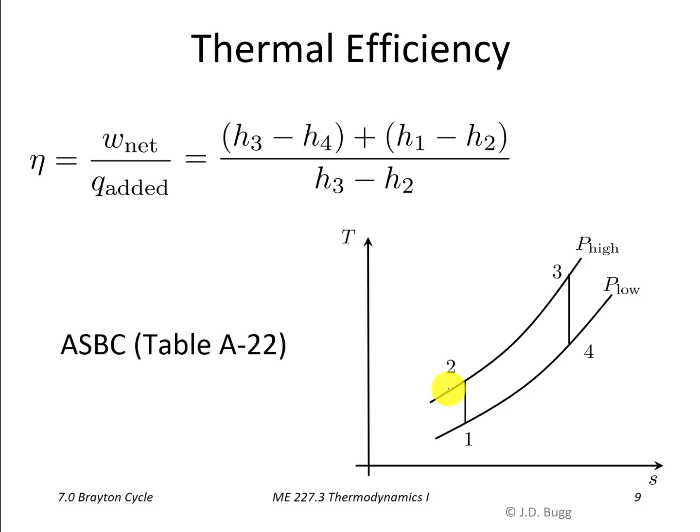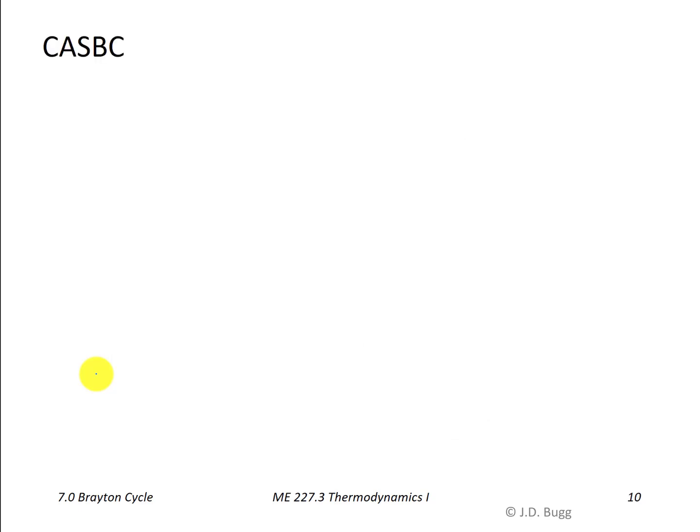If we're going to stick with an air standard Brayton cycle, then we can get all of these enthalpy values from A22, assuming we know the temperatures at all 4 of those points. However, if we go to a cold air standard Brayton cycle, we can make some further simplifications so that we don't have to go to table A22 to figure out the efficiency of the cycle. And we can better see what are the most important parameters that determine the efficiency of the Brayton cycle.